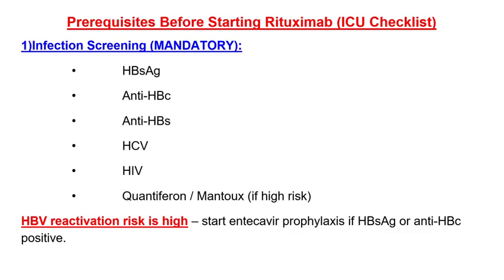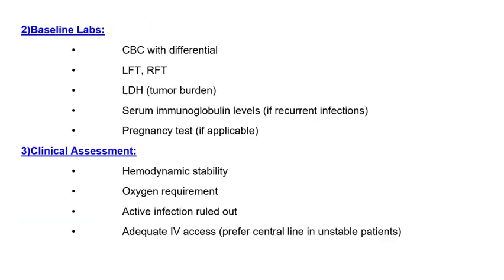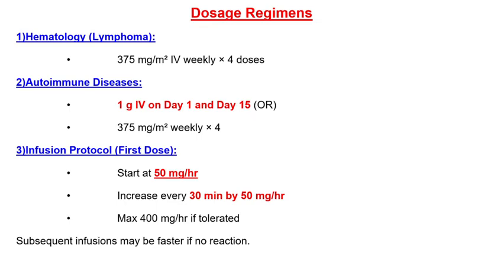So prerequisites will be infection screening, baseline routine investigations, and clinical assessment. Dose regimens: in hematology, if there is any lymphoma, 375 milligram per meter square IV weekly for 4 doses. Autoimmune diseases, 1 gram IV on day 1 and on day 15. Infusion protocol: we have to start at 50 milligram per hour, then increase every 30 minutes by 50 milligram per hour, maximum 400 milligram per hour if tolerated.